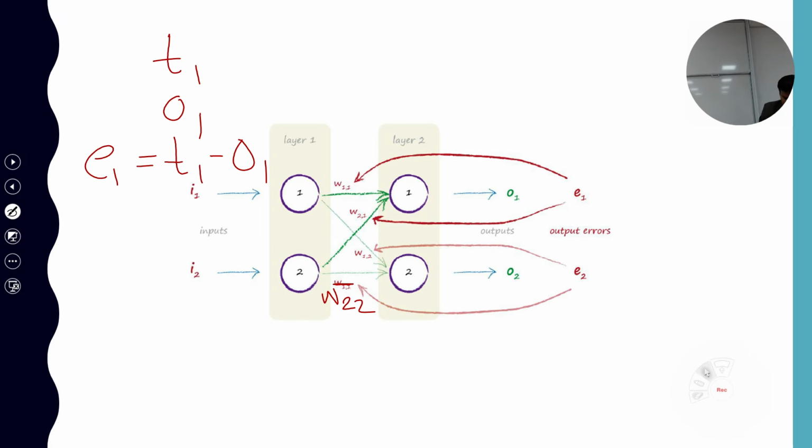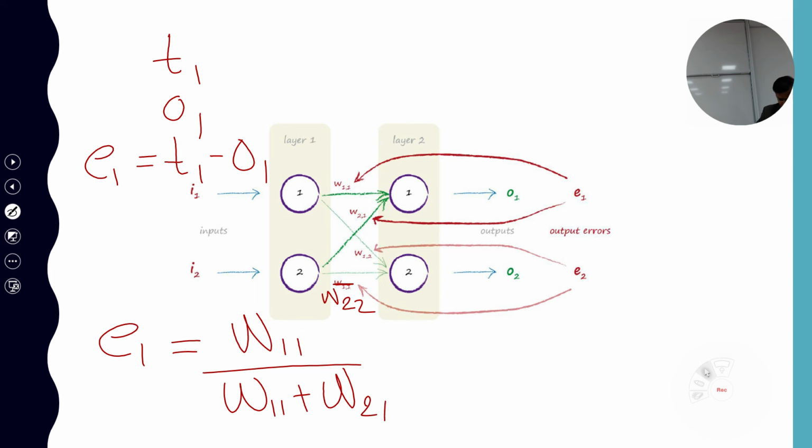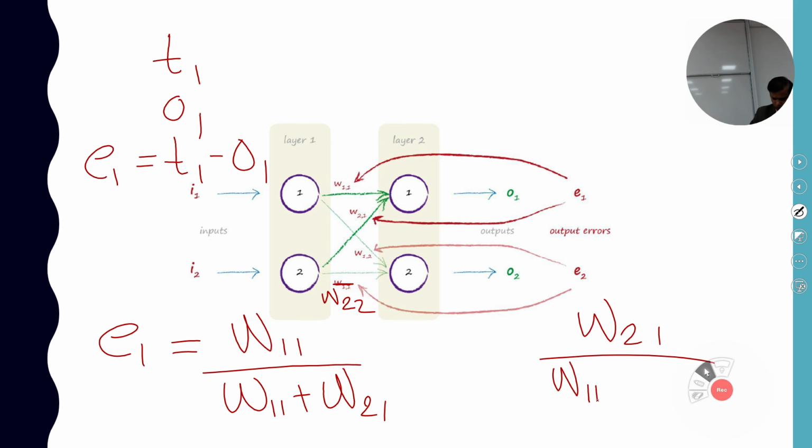Okay, let us consider E1 equals W11 by W11 plus W21. So here the fraction of E1 is being used to refine W11. Also you can consider this as W21 by W11 plus W21. So don't get confused with these fractions. Let us try to understand what these fractions really mean.